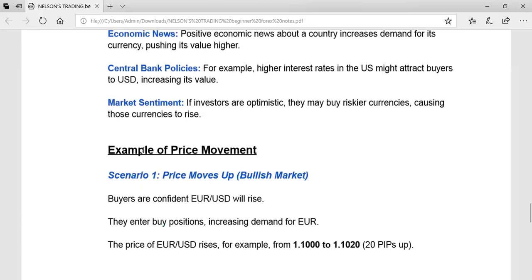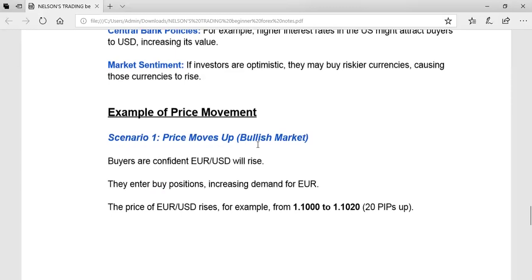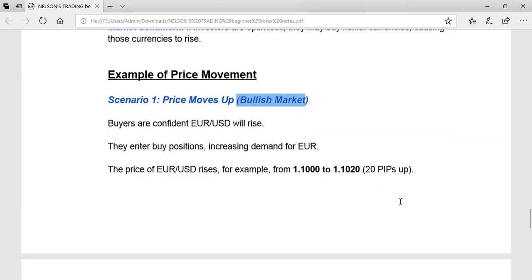For example, we have this example of price movement. Scenario one: price moves up, a bullish market. If the price is moving up, we refer to that as a bullish market. Buyers are confident that Euro USD will rise. They enter buy positions, increasing demand for the Euro. The price of Euro USD rises, for example, from 1.1000 to 1.1020. That is 20 pips.